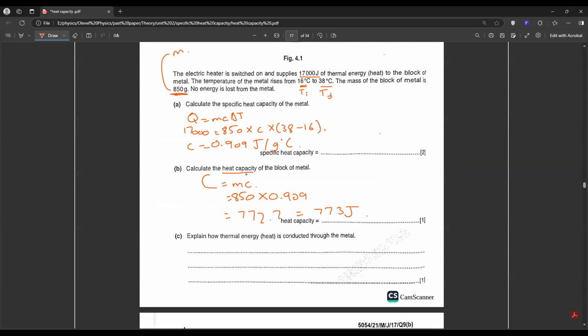Explain how thermal energy is conducted through the metal. Already done that. Electrons hit the molecules. Molecules gain energy. Electrons basically move across the metal.